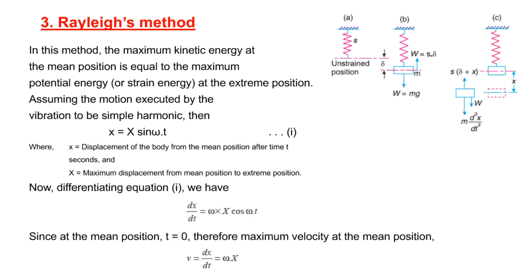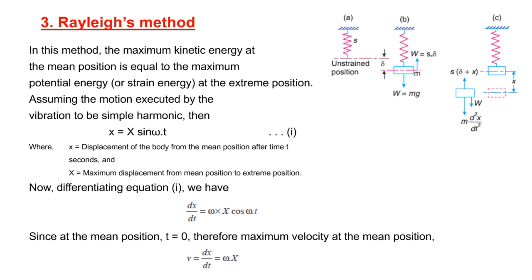Now, by Rayleigh's method also we have to find the natural frequency of longitudinal vibration. Again, ultimately we will get the same formula, that is 1 upon 2π square root of s by m, but we will derive it. Now in this Rayleigh's method, it is considered that the maximum kinetic energy at mean position is equal to the maximum potential energy at extreme position.